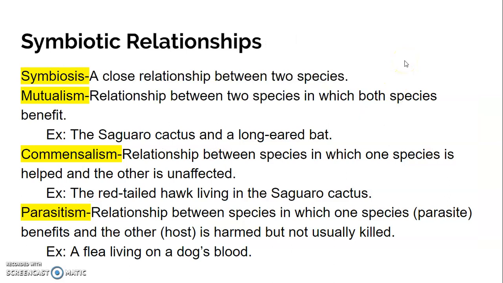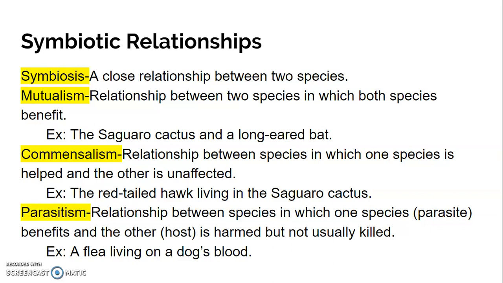We then moved on to symbiotic relationships. Symbiosis is a close relationship between two species. So we have mutualism, commensalism, and parasitism. Mutualism is a relationship between two species in which both species benefit. Both of them are happy. So for example, the saguaro cactus and a long-eared bat.